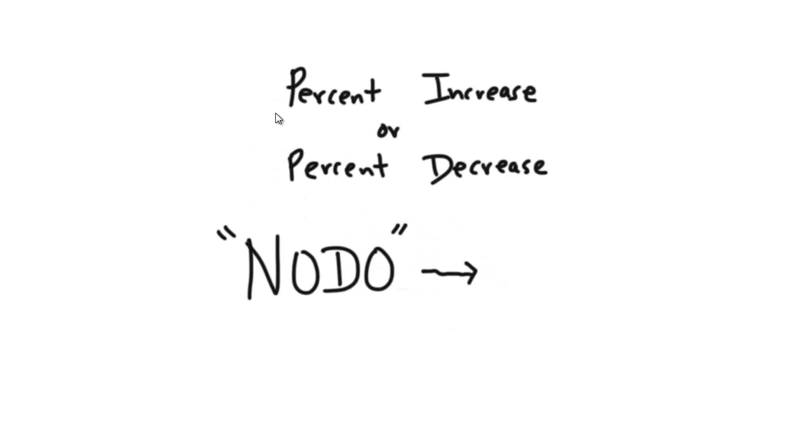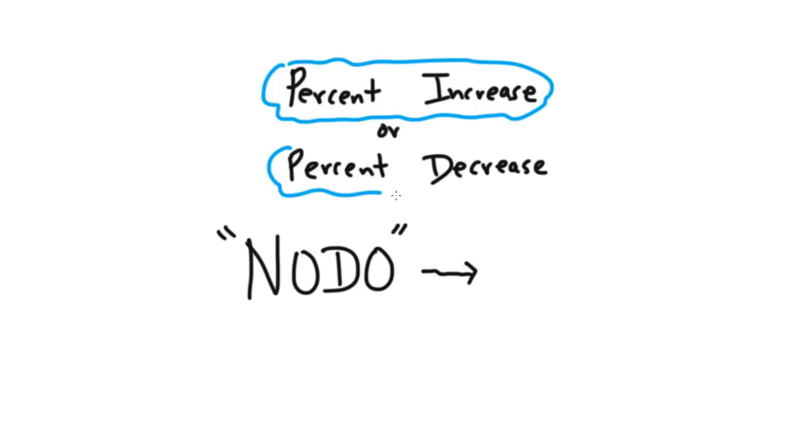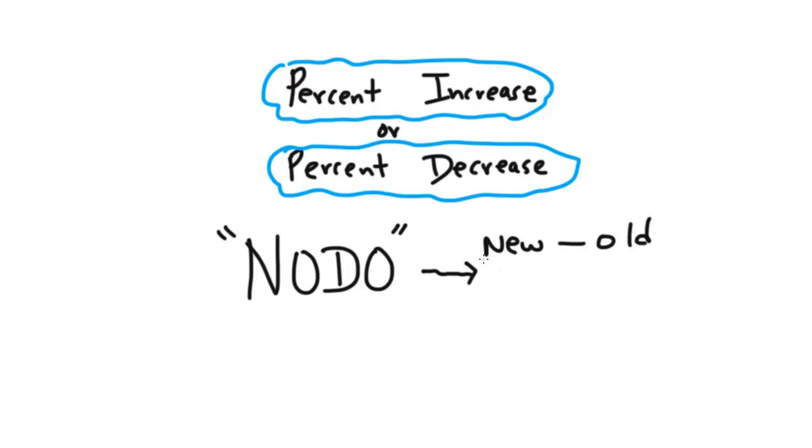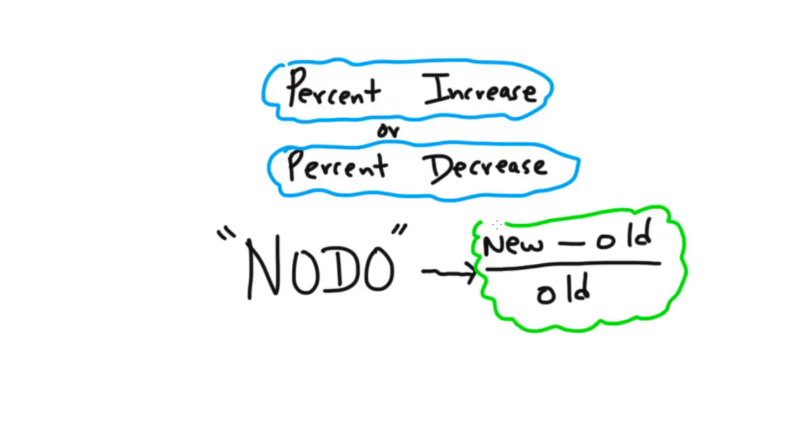When you are asked to find the percent increase or percent decrease, you want to use this mnemonic called NOTO, and that stands for the new price or the new value minus the old, and the D stands for divide by the old price or the old value. And this will calculate the percent increase or decrease.